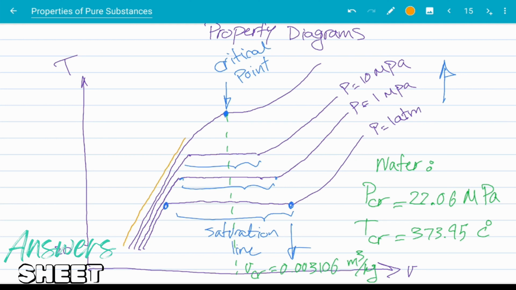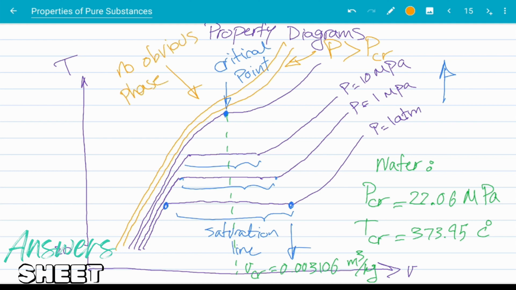We can have processes with pressures higher than the critical pressure, and you can still get them on this diagram. But for these processes, so these have pressures larger than critical pressure, there is no phase change, there is no obvious phase change happening. So we have liquid up until a point, and then we have vapor from then on. But that exact point where the liquid turns into vapor cannot be pinpointed, cannot be known.